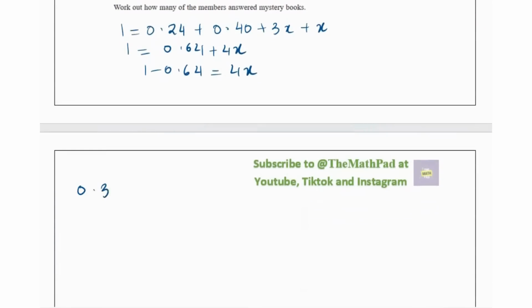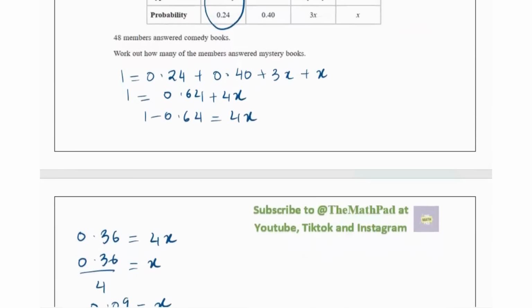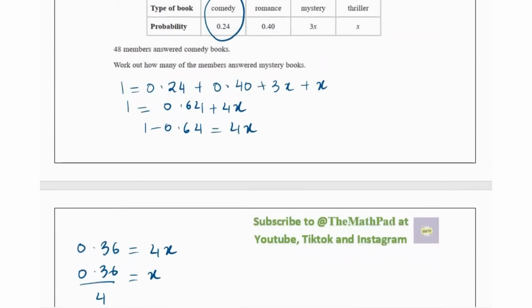So that's 0.36 equals to 4x. So 0.36 divided by 4, and that's going to be 0.09. That is x. So which means this is 0.09, and then 0.09 times 3, this is 0.27.